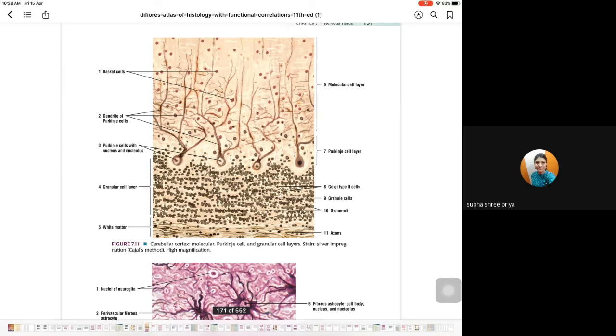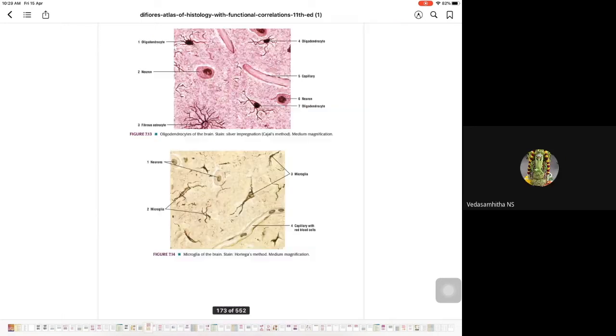In the molecular cell layer, we have basket cells and dendrites of Purkinje cells. In the Purkinje layer, we have Purkinje cells with nucleus and nucleolus. In the granular layer, we have Golgi type 2 cells, granule cells, and glomeruli. And in white matter, we have axons. Next.